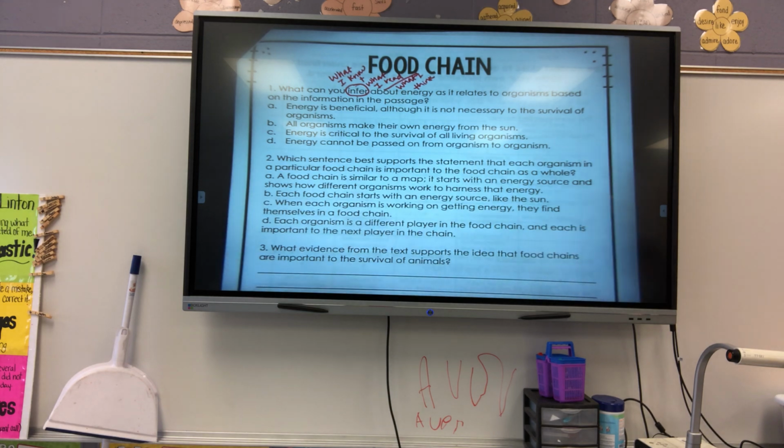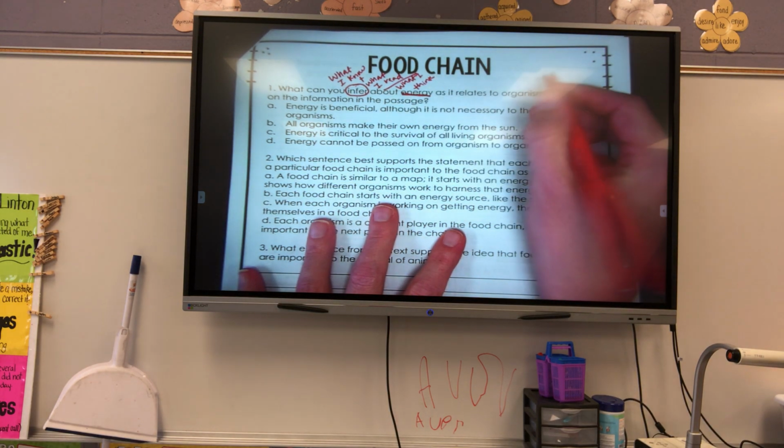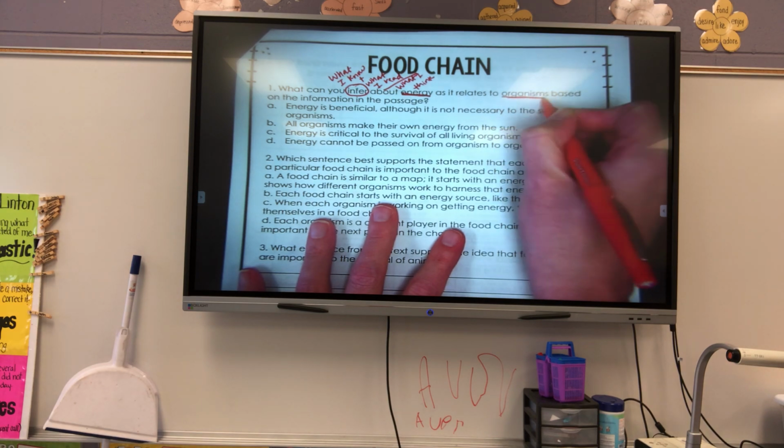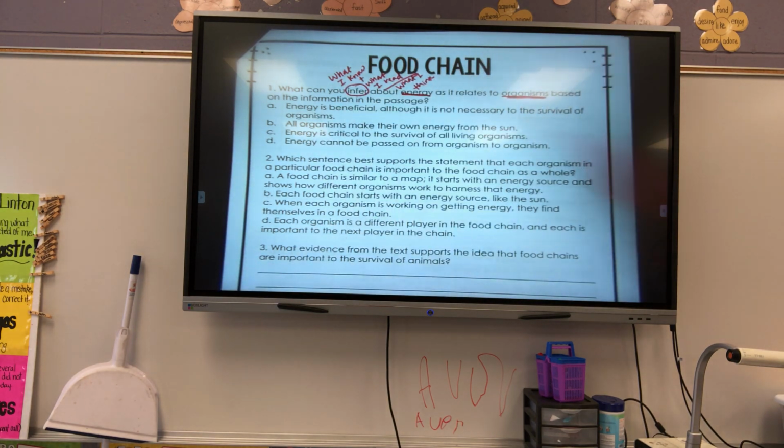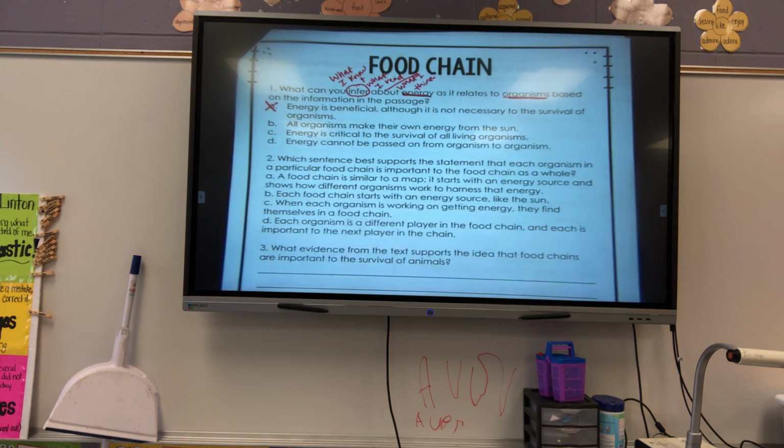So, energy as it relates to organisms based on information in the passage. All right, so I look at A. A says, energy is beneficial. Yep, it is. Although it is not necessary to the survival of organisms. No. Oh, is it necessary? Yes. So that is not a true statement, so I'm going to put an X on that.